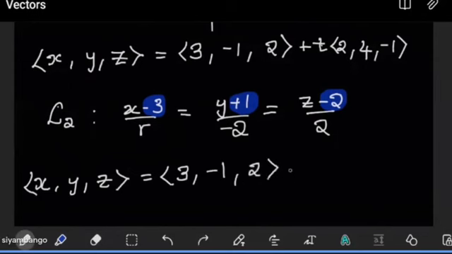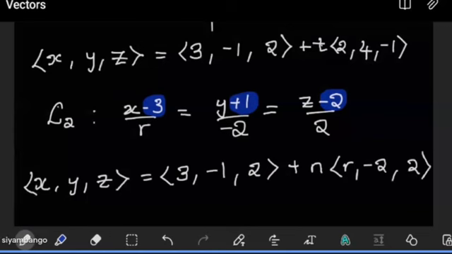Then the next thing here is we choose a parameter. For this line, we use the parameter n. And then what are we going to have there? So for the vector in the direction of this line, it's just the denominators there. So this is r, and then we have minus 2, and then this is going to be positive 2.